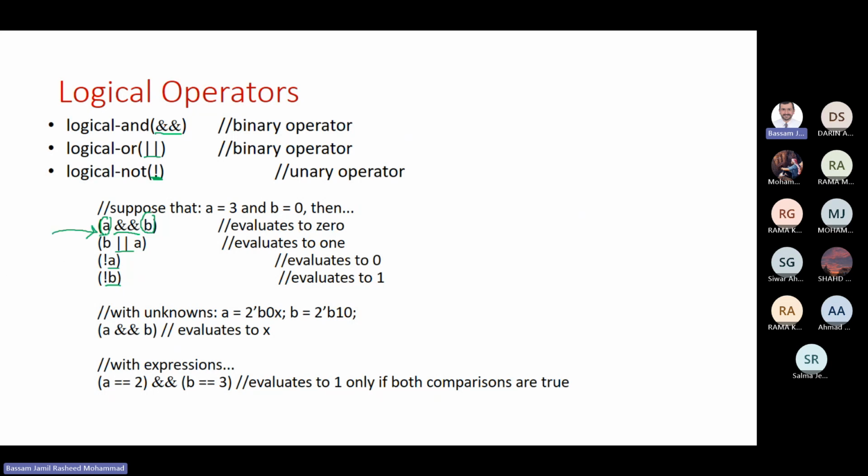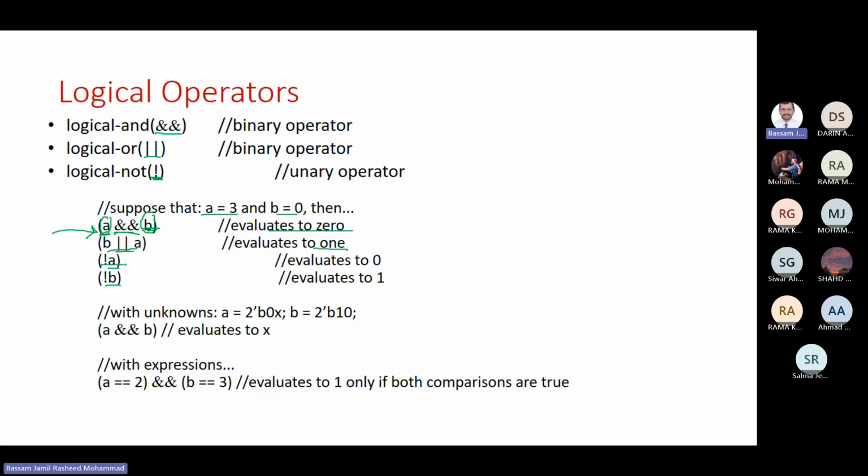What we are doing, I'm ANDing A, which has a value of 3. Any non-zero value is true, so A is true, ANDed with B, which has a value of 0, which is false. True ANDed with false will be false, so the output will be false, or a 0. How about if I do logical ORing? 0 and a 1, it will be a 1.